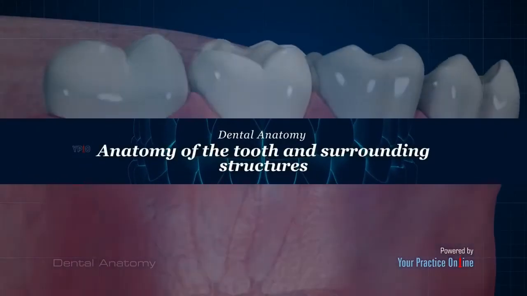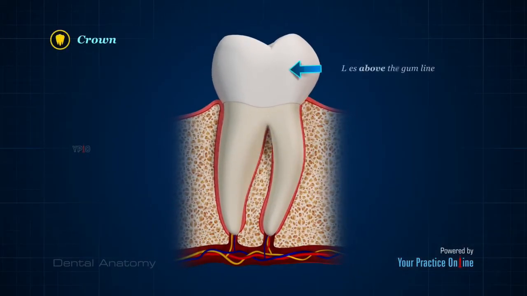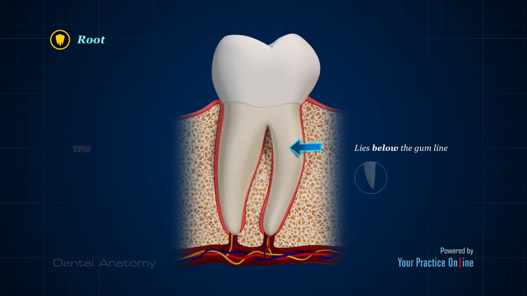Anatomy of the tooth and surrounding structures. Crown. The part of the tooth that lies above the gum line and is visible in the oral cavity. Root. The part of the tooth that lies below the gum line and is embedded in bone. Depending on the tooth, there may be 1 to 3 roots.